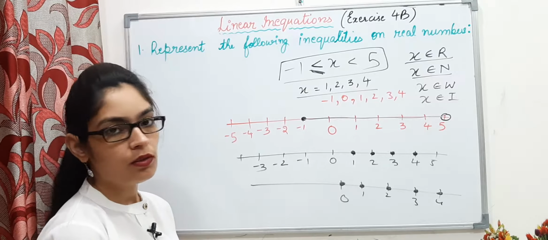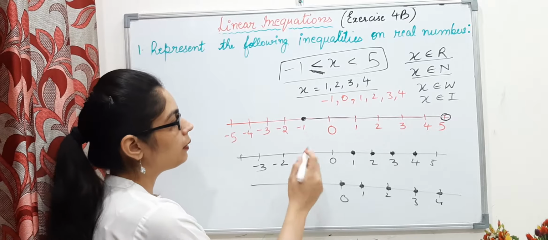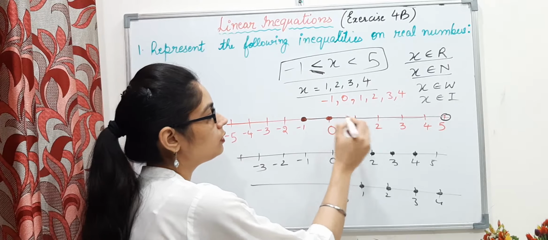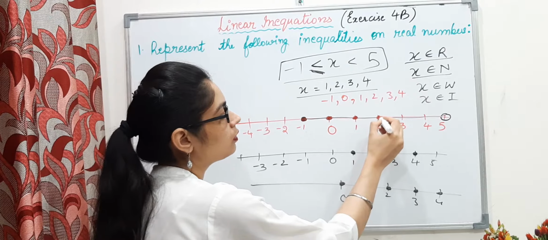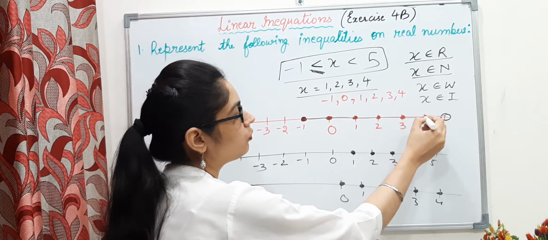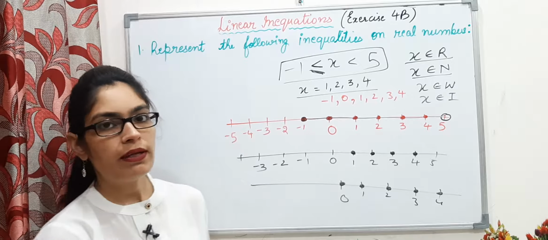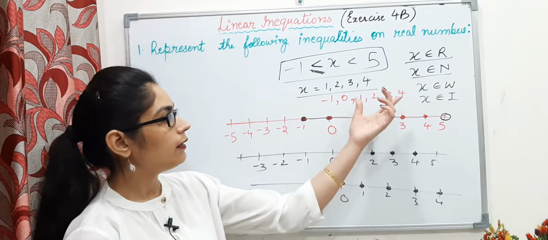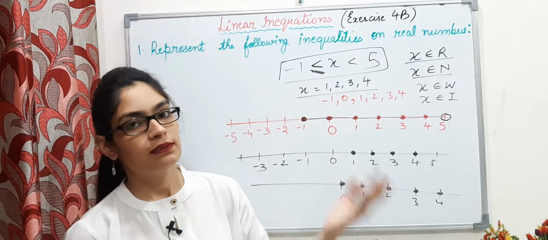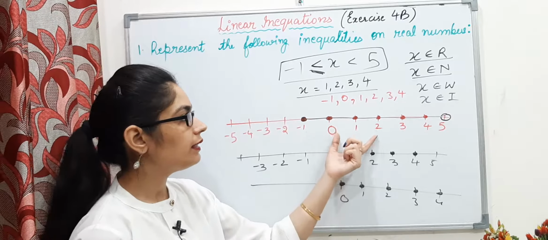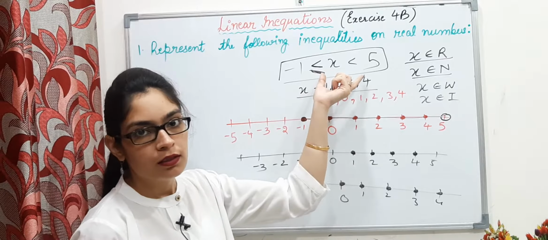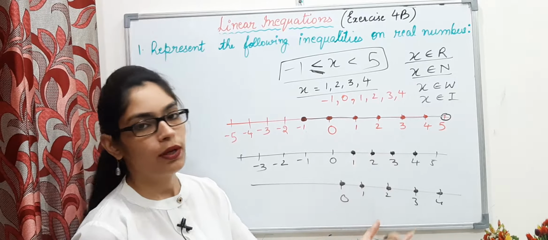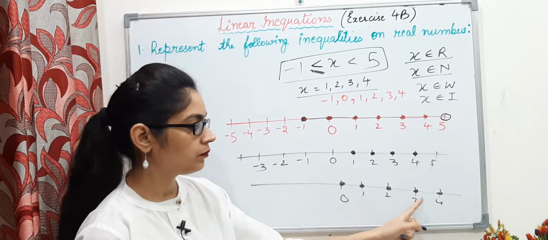So in that case on my number line I have to mark all the points in dark dots. -1 also, 0 also, 1, 2, 3 and 4. So when we have exact values, like here in case of whole numbers, natural numbers, integers, I have exact values within this range. So I can directly mark those points by dark dots.